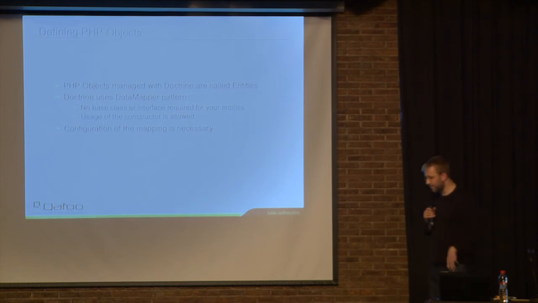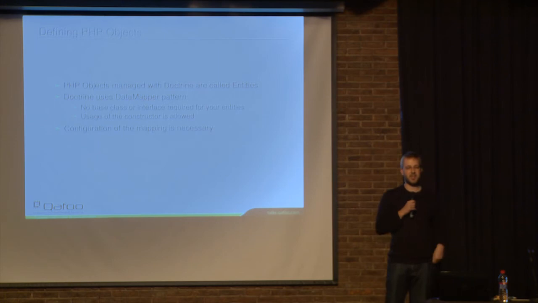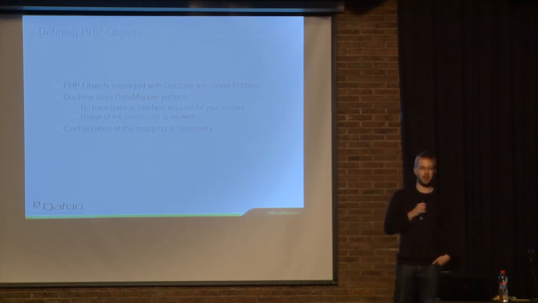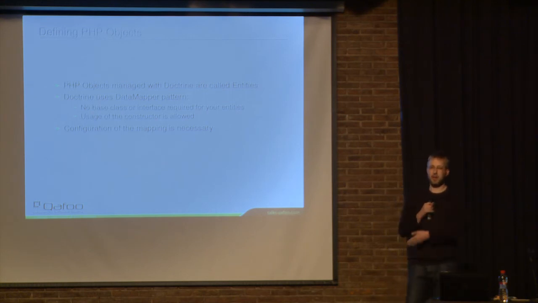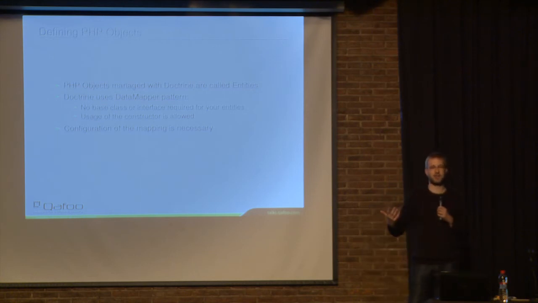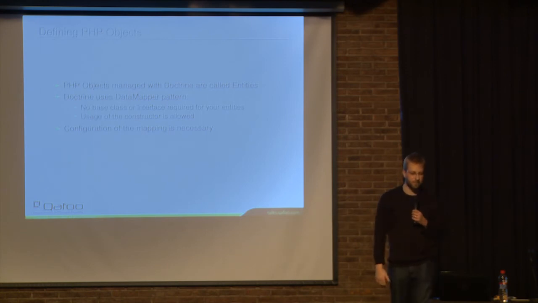So in Doctrine, there's a little bit of terminology I want to tell you about. PHP objects that are saved in a database are called entities. And this means that the object is identifiable across many different requests of your application using some common identifier. And this common identifier is obviously the primary key in the database table. And you can always, in every request, say, I want this object using this primary identifier.